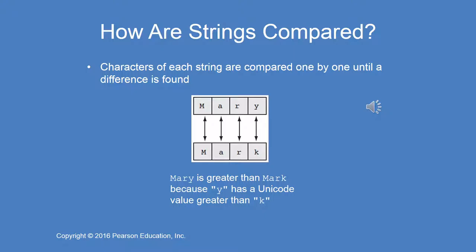Strings are compared one character at a time until a difference is found. So for example, Mary is greater than Mark because Y has a Unicode value greater than K.